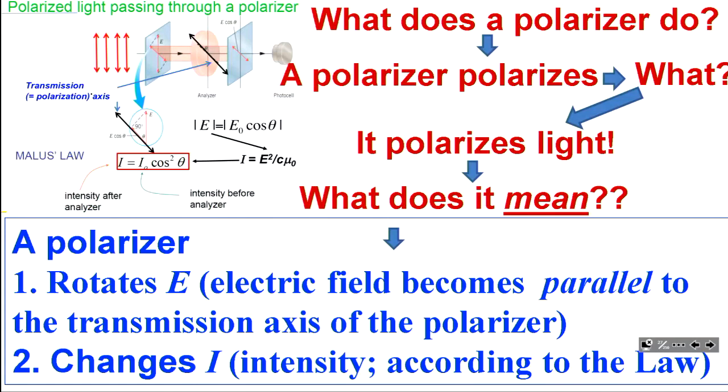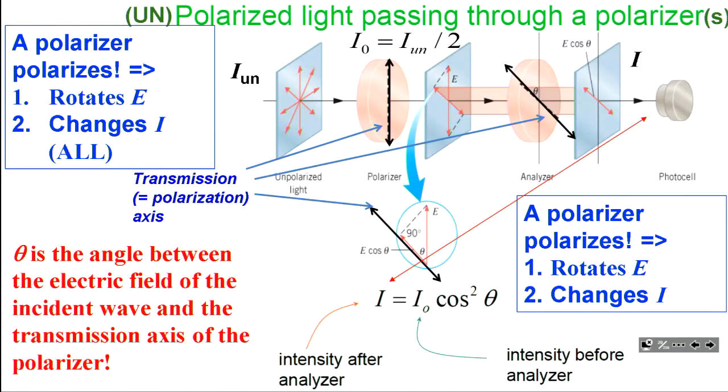After the polarizer, the electric field, the direction of polarization of light, becomes parallel to the transmission axis, and intensity is being changed according to a law, cosine squared or a half. So that's it, the whole theory. If light is unpolarized, intensity just gets cut in half, but after that, light becomes polarized. If light is polarized, the intensity is related by Malus's law.